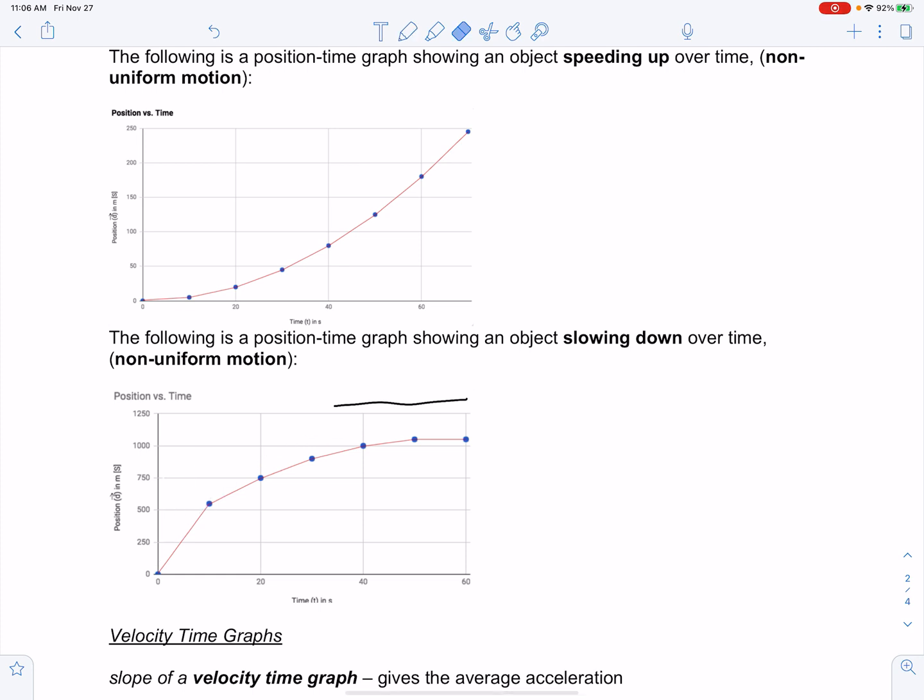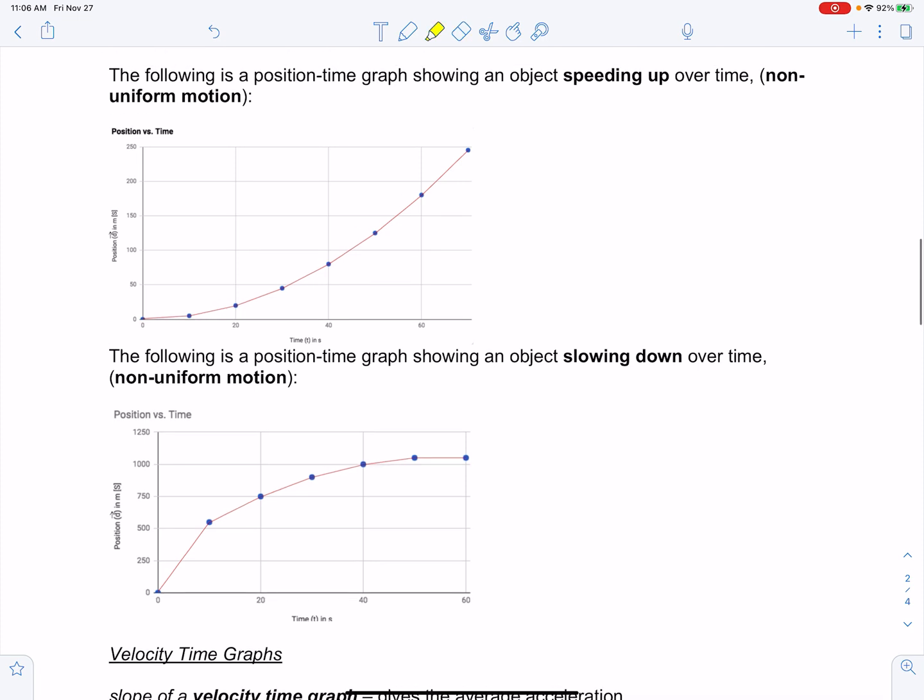This is what accelerated motion looks like on a position time graph. Speeding up and slowing down. For speeding up on a position time graph, an upward curving line, and for slowing down, a downward curving line.